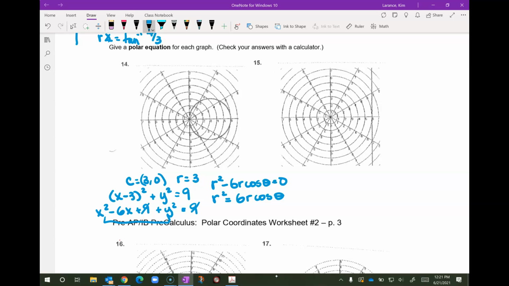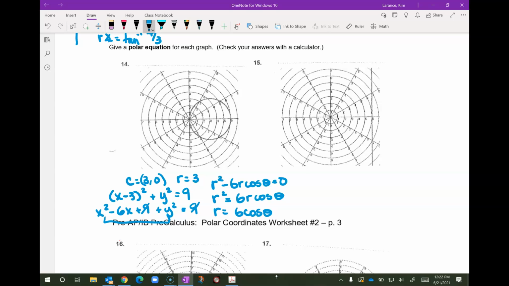And it's very bad to ever divide by a variable, because the variable could be 0. But I think we can see from this picture that our variable r is 3, so we're not dividing by 0. So it's okay to end up with r equals 6 cosine theta. And that would be the way to grind that out.